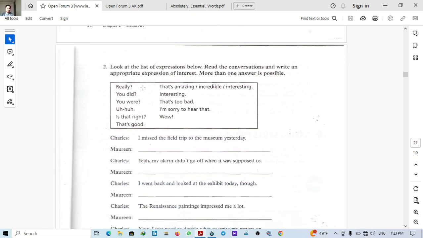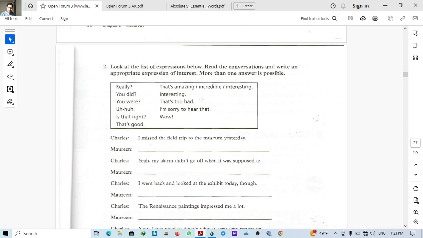Down here, look at the list of expressions below, read the conversation, and write an appropriate expression of interest. More than one answer is possible, right? This is up to you. For example, which expression you're using to show interest. So there is not a consistent or fixed way to say that this one is absolutely correct and this one is absolutely wrong. No, there is not such a thing. Depending upon your understanding and your preference and your understanding of the context, you can employ these.